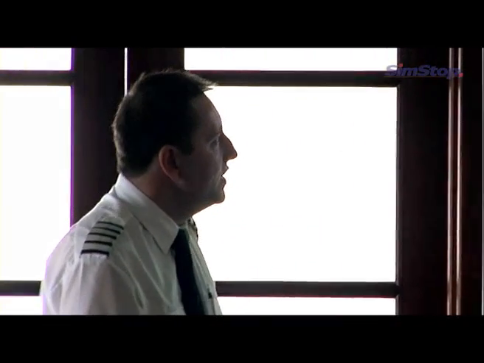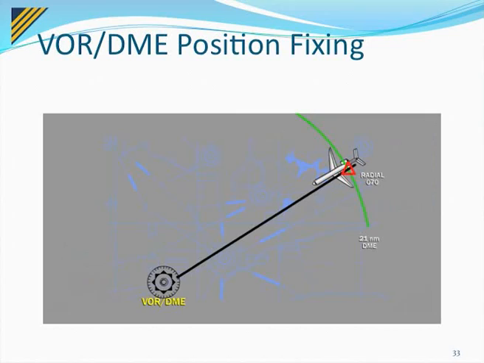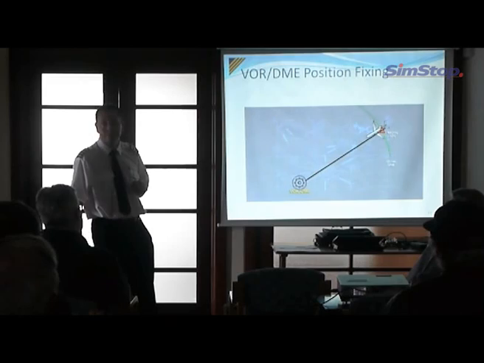So there we have it, VOR DME position fixing. The first line of position is the radial from the station, and the DME then is an arc, a line of distance. Therefore, as you can see, both intersect at 90 degrees, and that's the best fix you will get when two lines of position cross at 90 degrees. So you know exactly where you are in terms of distance and bearing.